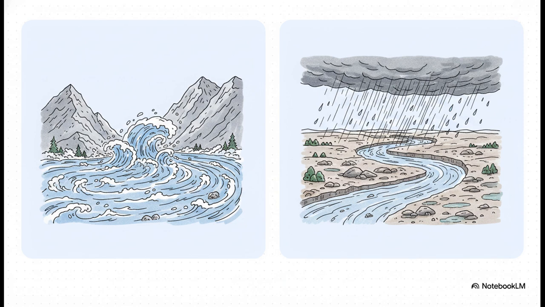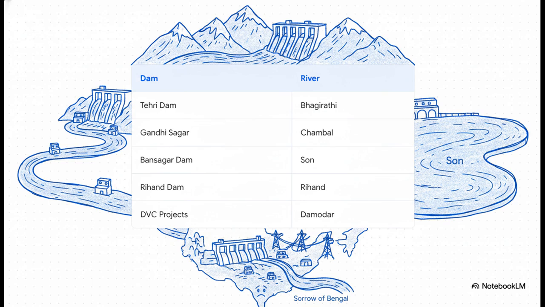Then, on the right bank, we have the Damodar River, surging from the Chota Nagpur Plateau. It's historically known as the Sorrow of Bengal for its equally destructive flash floods. It's a stark reminder of just how wild and unpredictable this whole system really is. To harness this immense kinetic energy, humans stepped in, and the scale of our intervention is absolutely staggering.